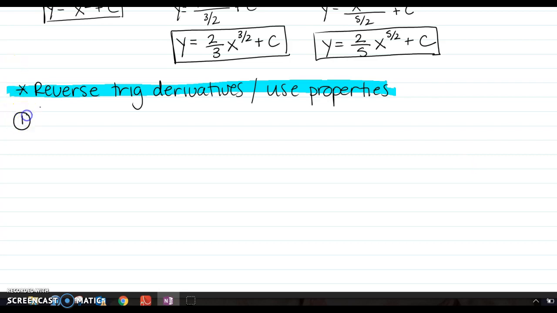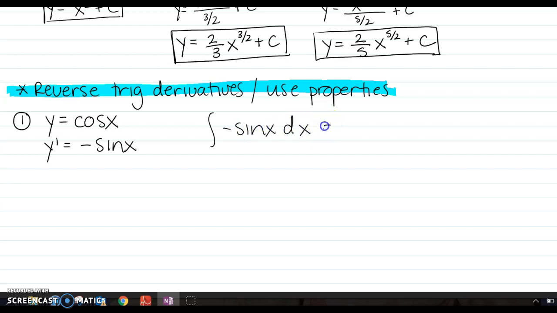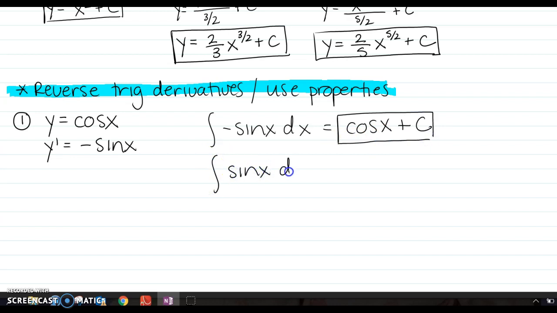First example, if we look at y equals cosine of x, the derivative is negative sine x. So if we go the other way, if we want to take the integral of negative sine x dx, we get cosine x plus c. But what if we wanted to take the integral of sine x dx?